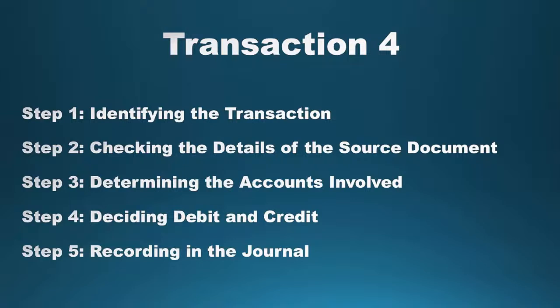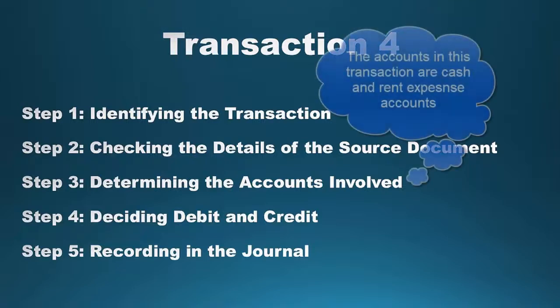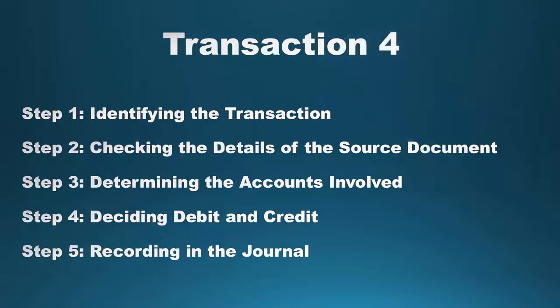Step 3. Determining the accounts involved. Now we identify the accounts affected by this transaction. Account 1. Rent expense account. This is an expense account because the rent is a cost incurred to operate the business. Account 2. Bank account. This is an asset account because cash is used to make the payment and the cash balance decreases.